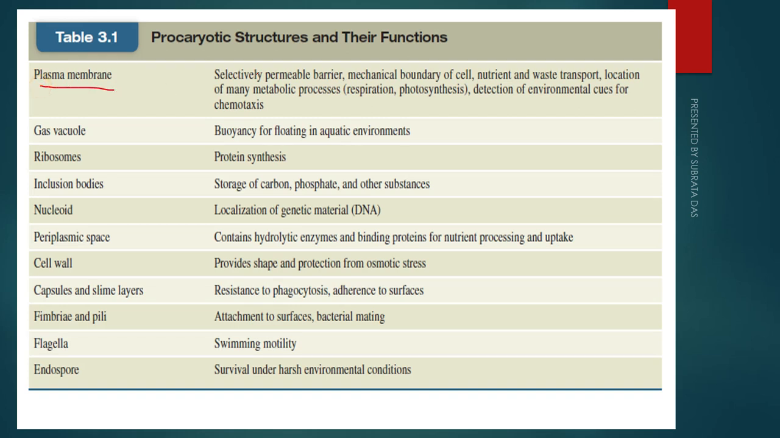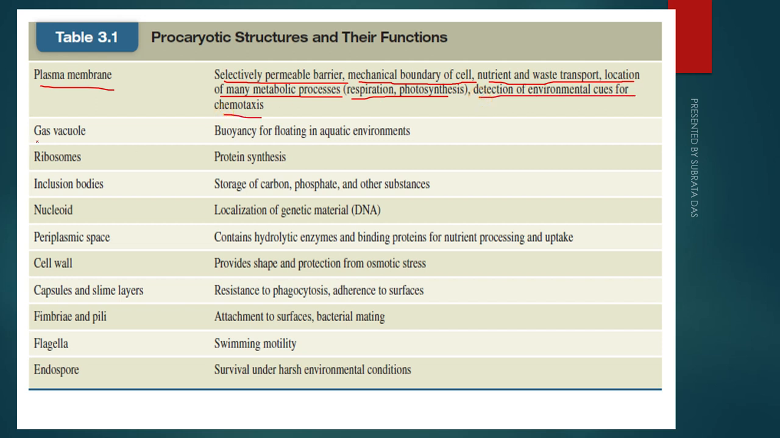So what is their function? The function of the plasma membrane is to act as a selectively permeable barrier. It can only allow selective components to go inside or outside of the cell, and it can act as a mechanical boundary or barrier of the cell. It also handles nutrient and waste transport, and is the location of many metabolic processes like respiration and photosynthesis, and detection of environmental cues for chemotaxis.